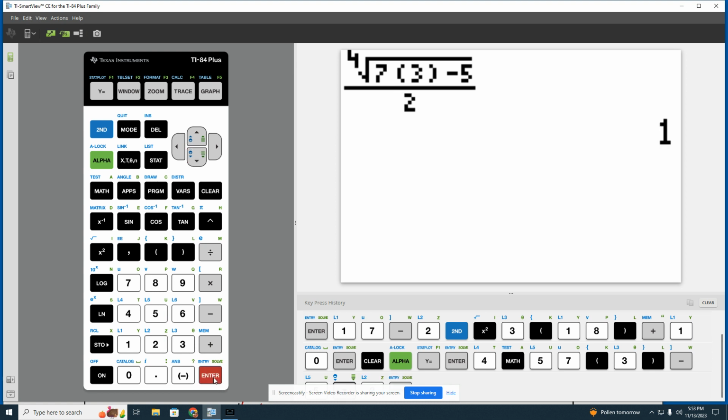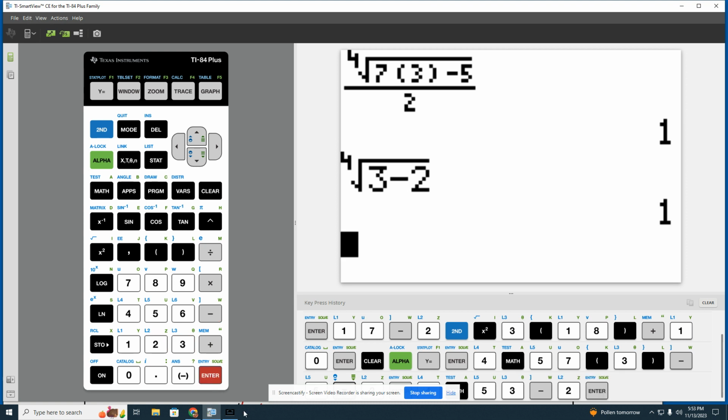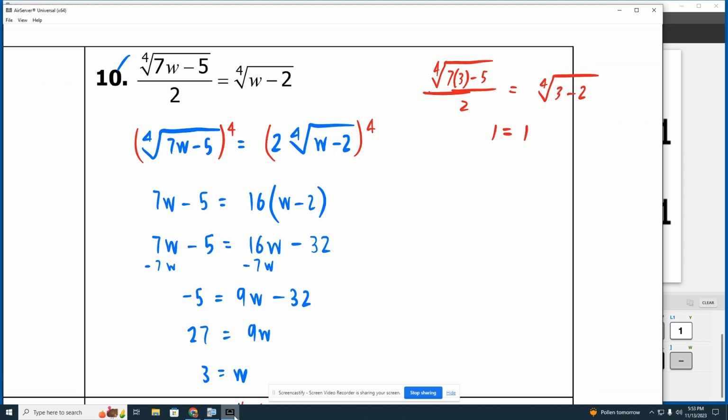And sure enough, that equals 1. Now I'm going to do the other side. The fourth root, and then it's just 3 minus 2, which is also 1. So let me go back to my paper. And sure enough, 1 does equal 1. Therefore, w does equal 3.